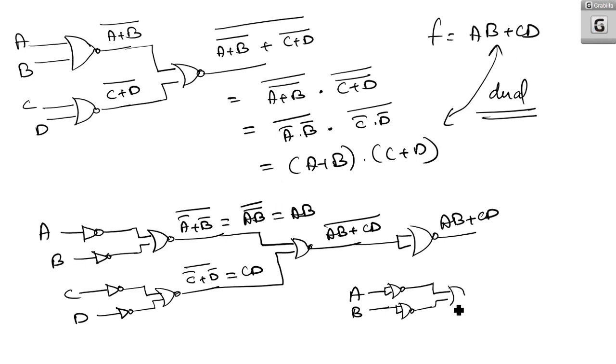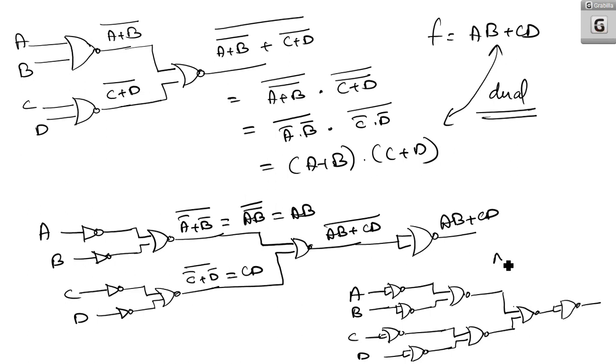That is again NOT. Similarly, C is replaced by a NOT gate, that is using NOR logic of C. D is again replaced by a NOT, and these two are again given to a NOR. Again, these two are NOT. Again, that is NOTed.